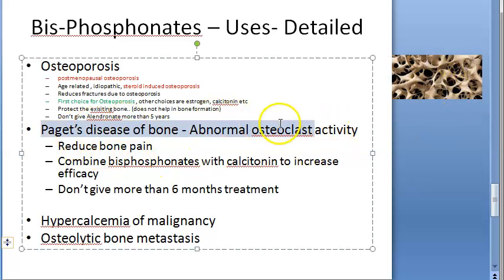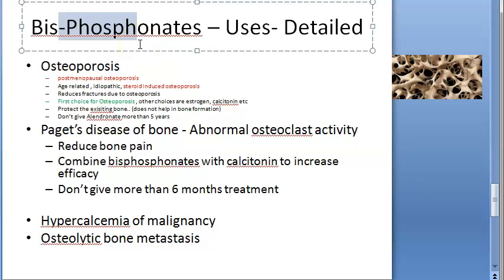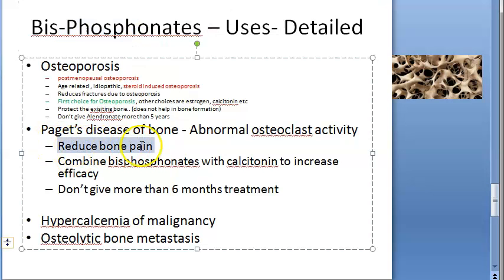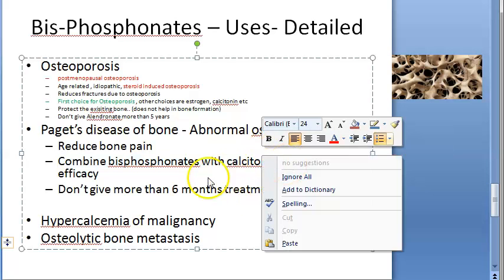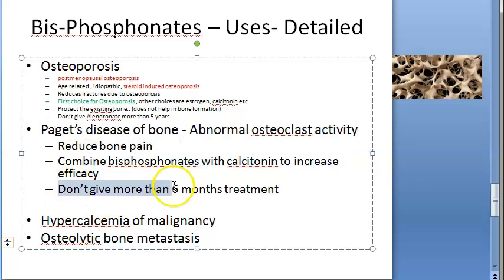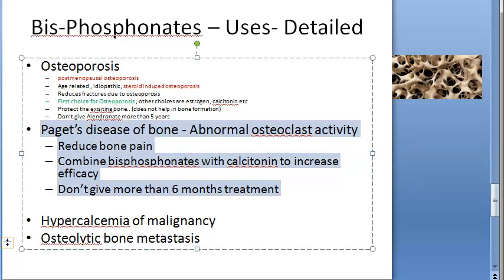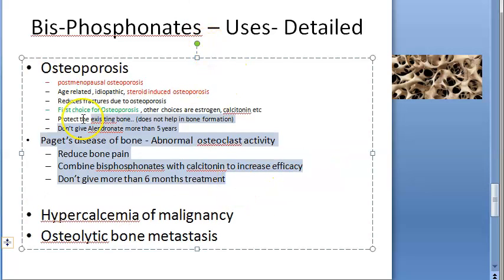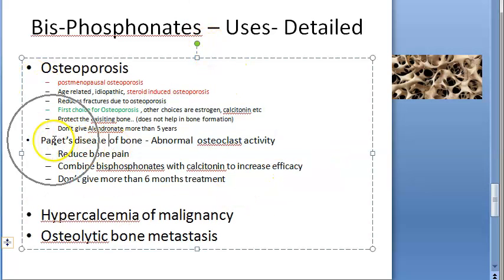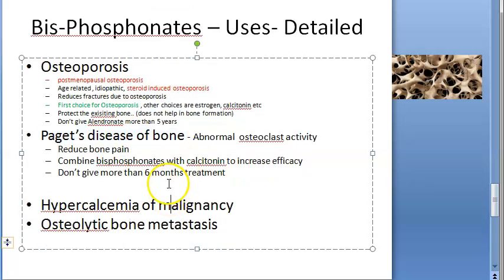Now you want to treat this disease, that is Paget's disease of bone. How? You will give bisphosphonates, the second and third generation bisphosphonates. This will reduce the bone pain. Then you can combine these bisphosphonates with calcitonin to increase the efficacy. Don't give this treatment for more than 6 months. A very short course of treatment is enough because the half-life of these drugs is actually very high. So we are done with Paget's disease of bone.